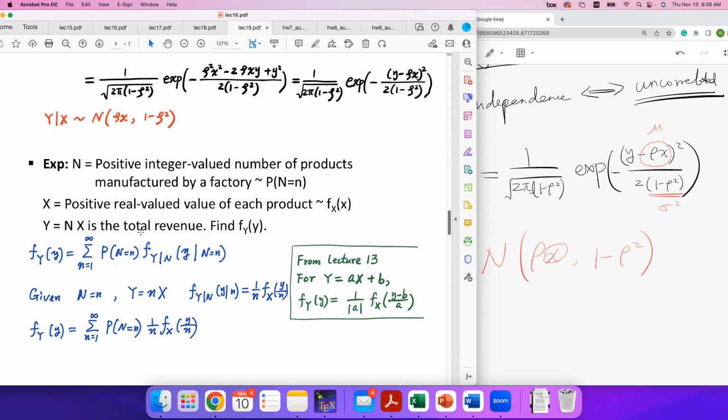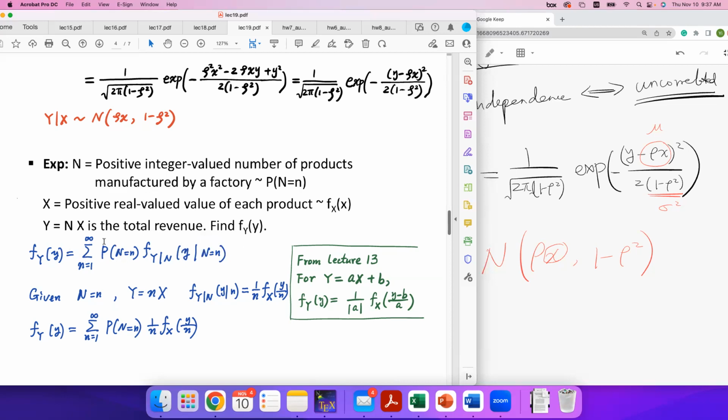Now, in that case, we want to compute the probability density of the total revenue conditioned on such a number of total products. So given that the factory manufactures this number of products, what is the total revenue? Right? And then we sum over all the realizations of the number of products. Now this could be going from 1 to infinity. So this is like the total probability law.